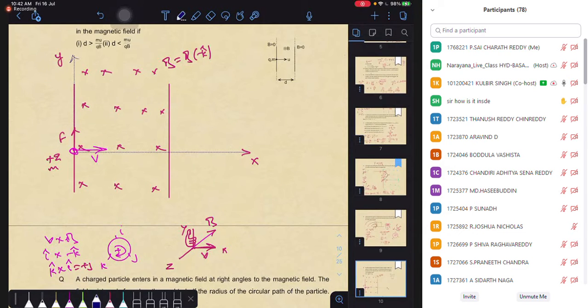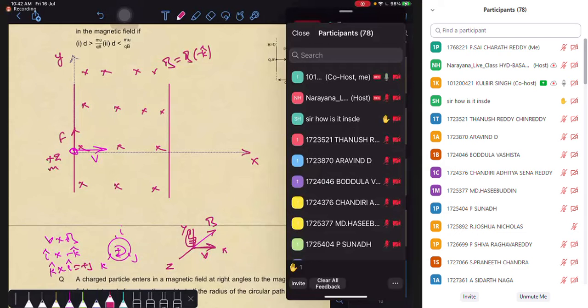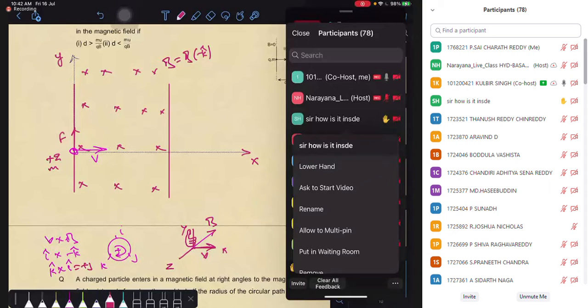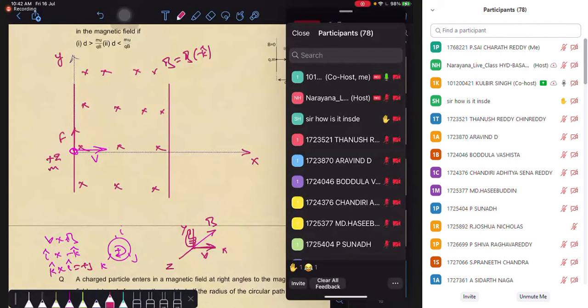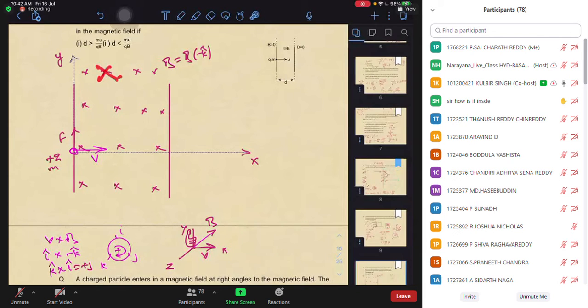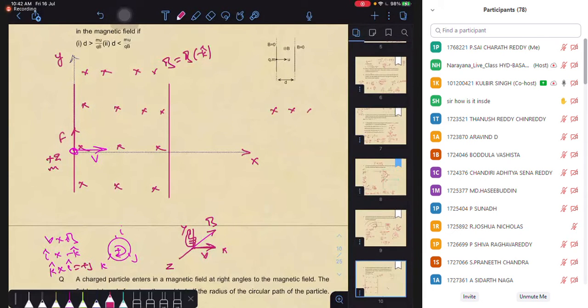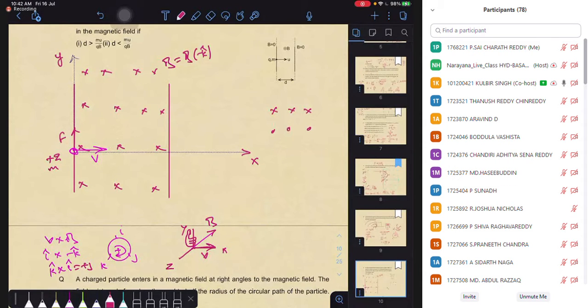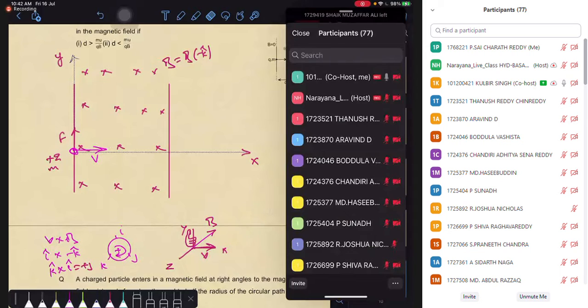Now, it is moving in a circle. I hope no one has a doubt that it's a circle. Yesterday I told you what the meaning of cross is. Cross means inside. It's a symbolic representation of inward. If you have a dot, dot means outside. Dot represents outward and cross represents inward. So I hope you understand it's a circle. No doubt. It's not a helix, it's not a straight line, it's definitely a circle.